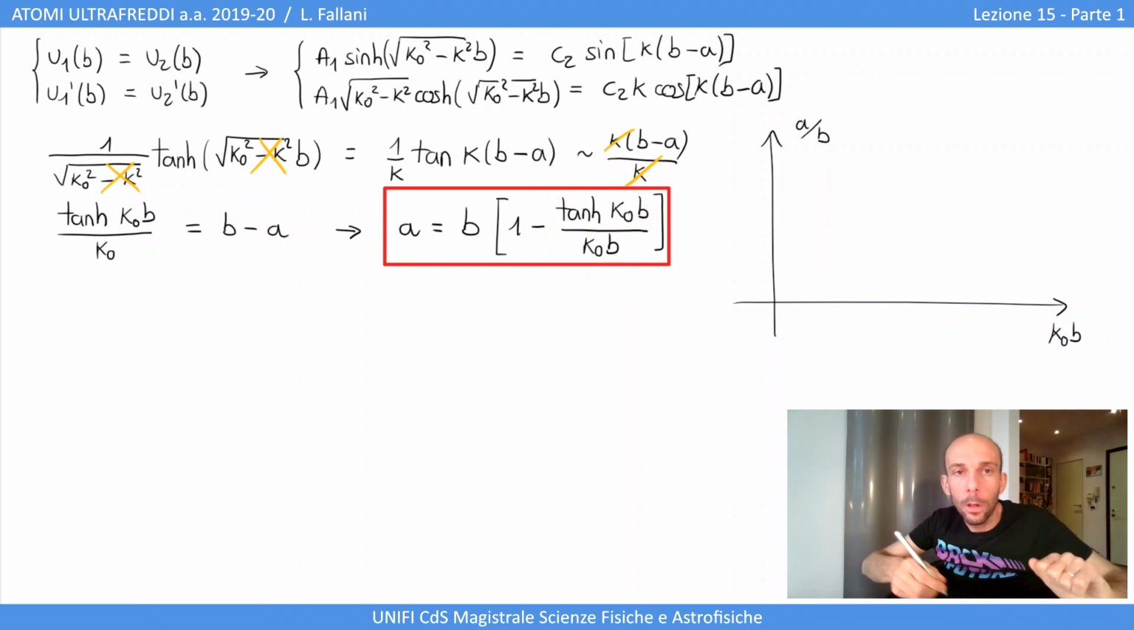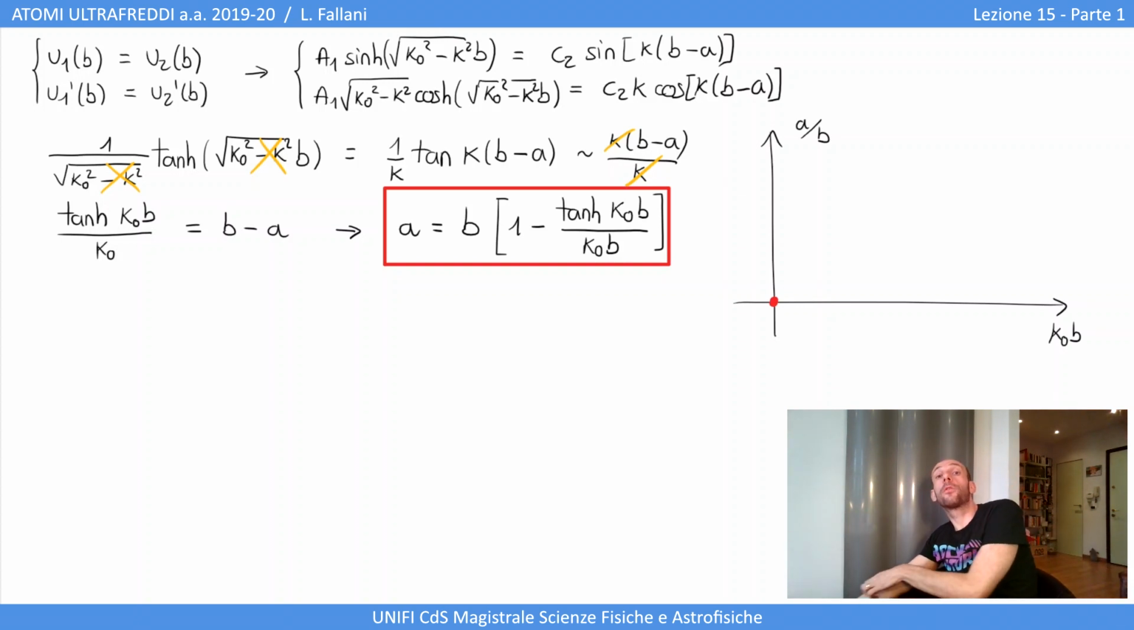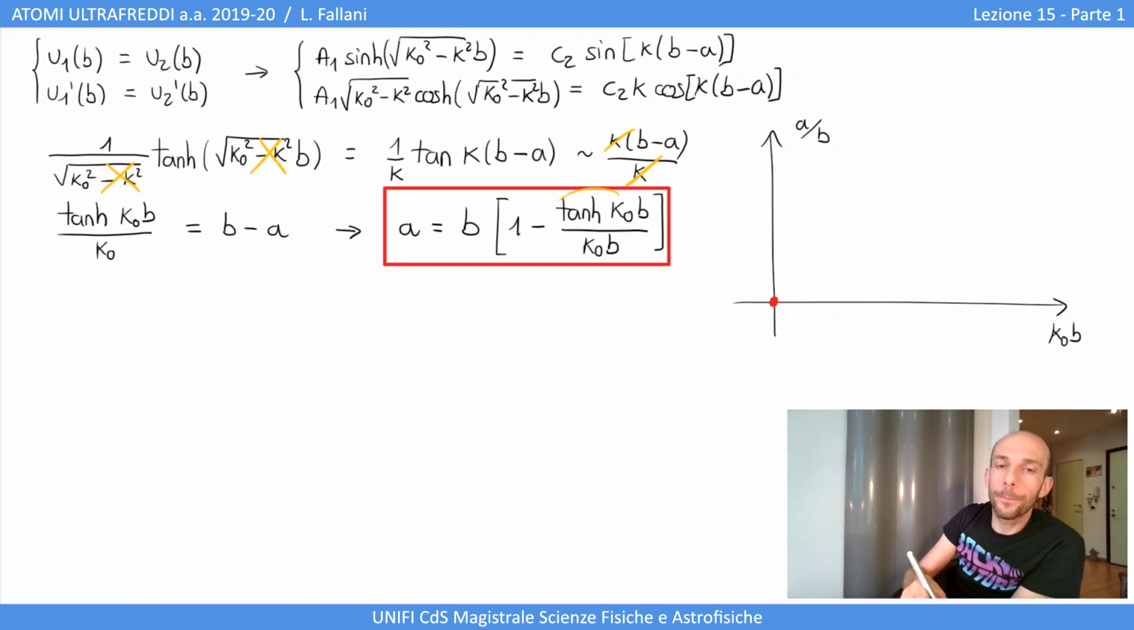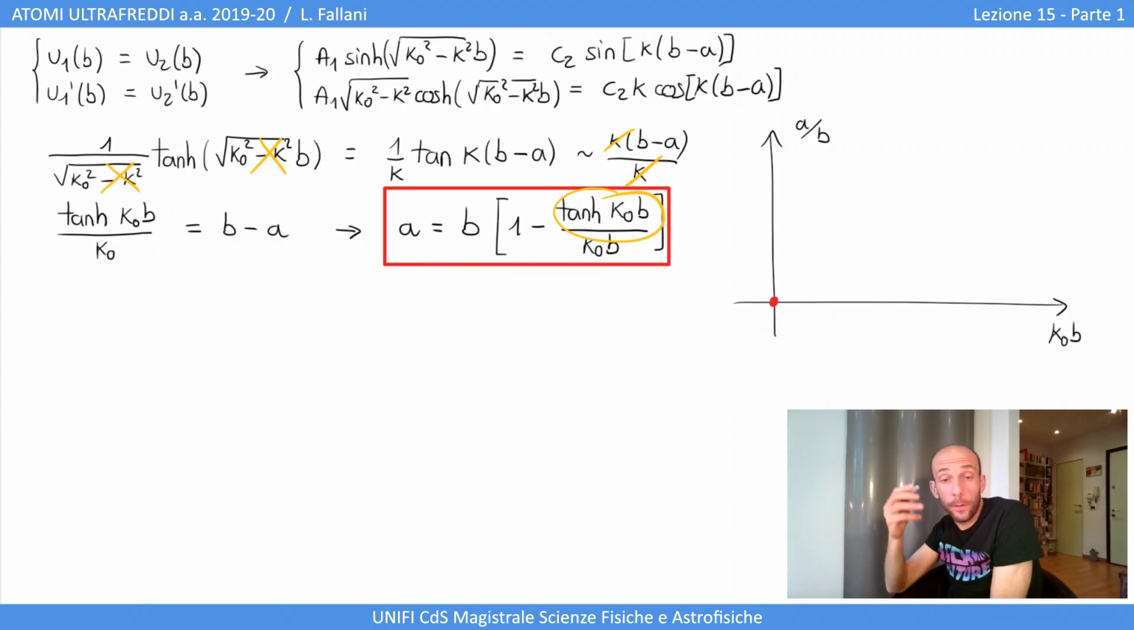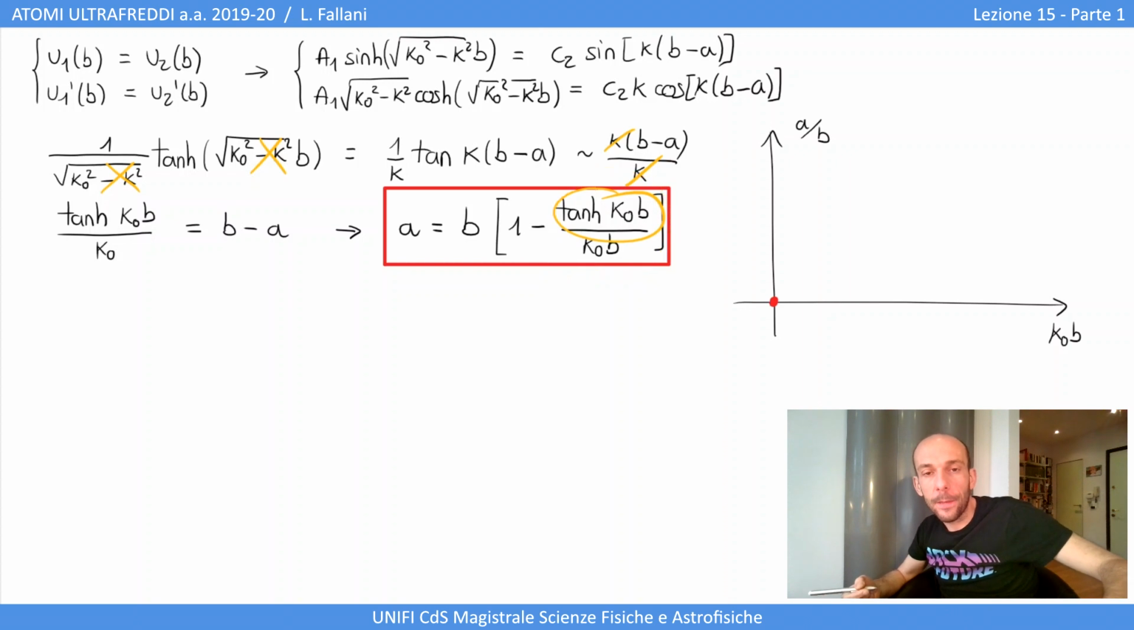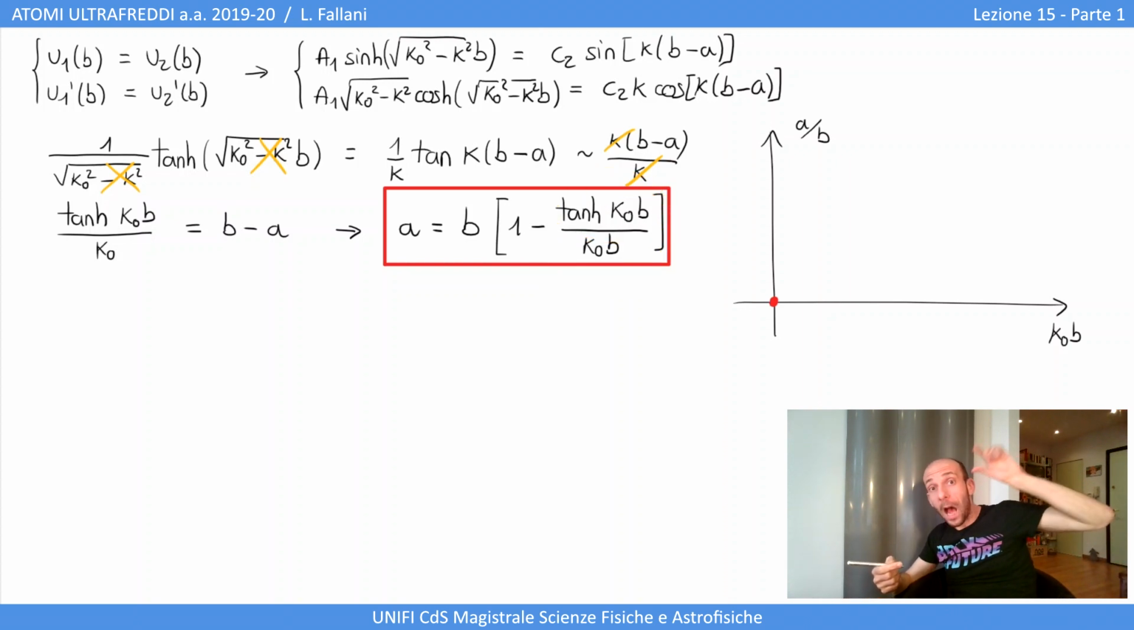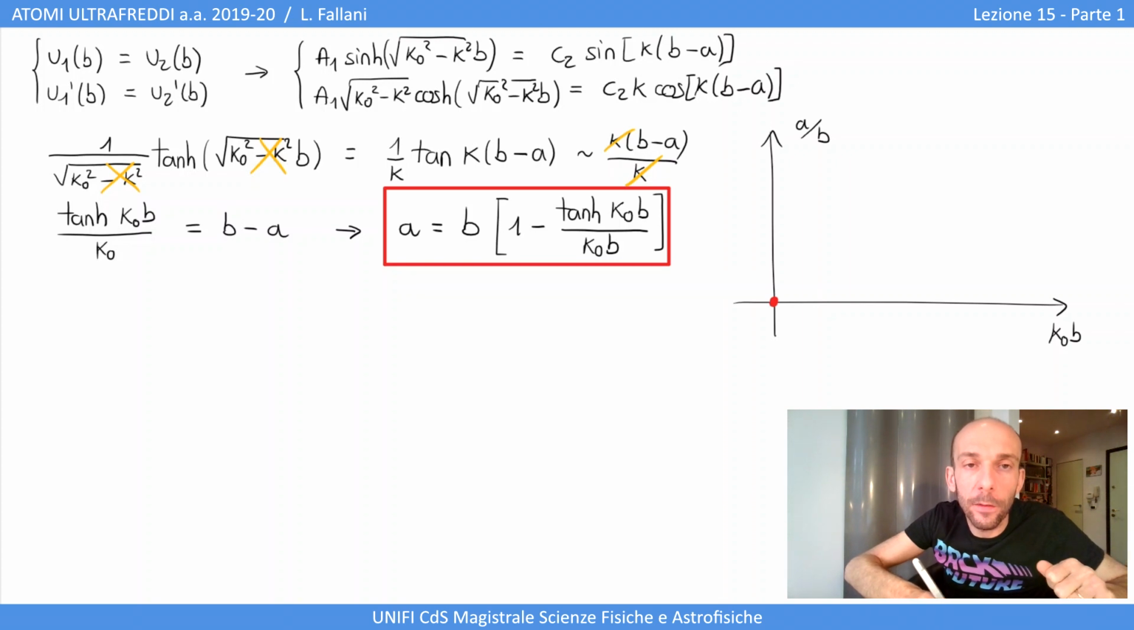And so for k0 equal to 0, we have 0 scattering length. In the other limit, k0 that goes to infinity, the hyperbolic tangent goes to a finite value, that is 1, and so the fraction will go to 0 because k0 goes to infinity, and so a will go to b. So in the asymptotic limit of very high barriers, the scattering length will be given by b. And so in this graph, this quantity will go to 1 as asymptotic value.